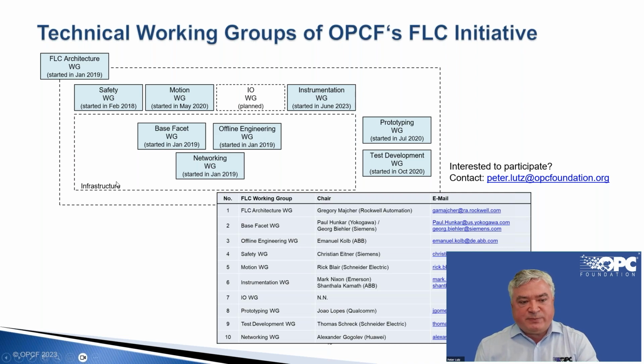We then have the three groups part of infrastructure. So this is the common foundation for UAFX devices, base facet, offline engineering, networking. We have the different groups working on specific facets, safety, motion, instrumentation. They have already been started, as you have heard. And we are very soon launching the I/O working group, which works on a facet for modular compact I/Os, probably in the next 4 to 6 weeks. Finally, we have two working groups dealing with prototyping, test development. So overall, 10 working groups that are really extremely busy.